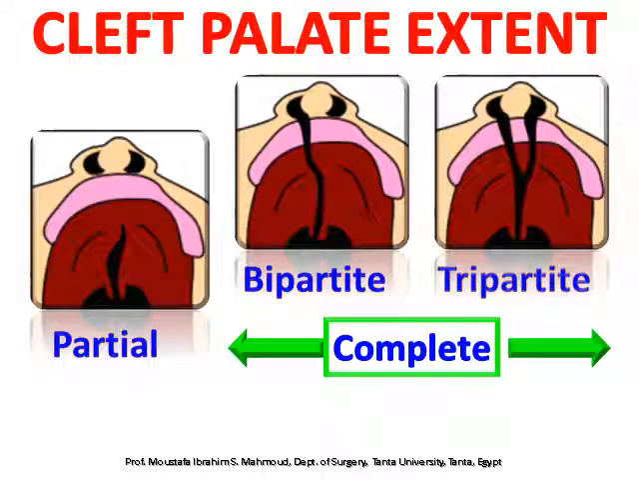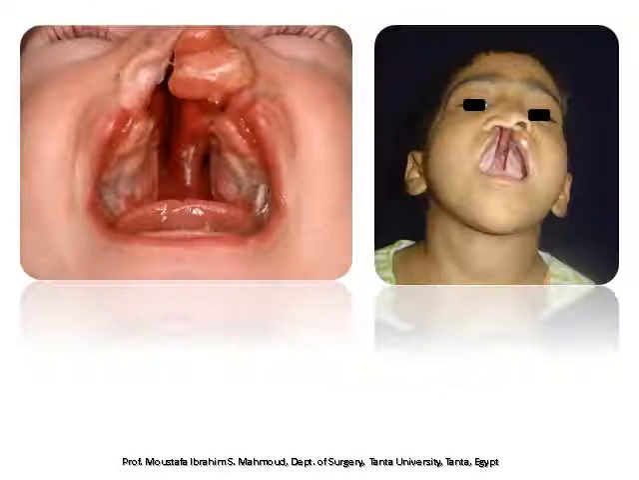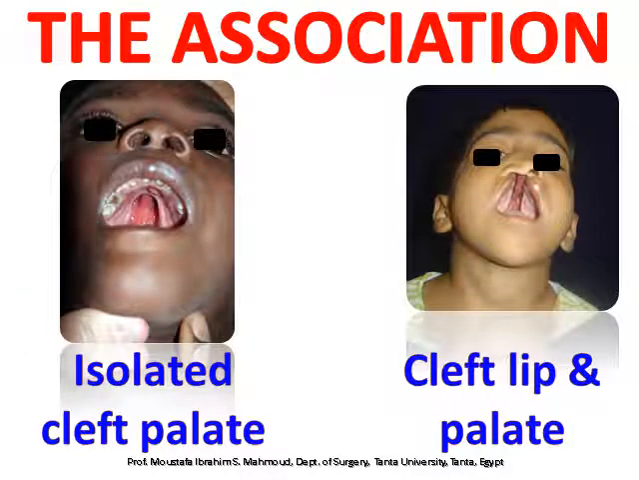Cleft palate extent. It is either partial or complete. The complete may be bipartite, formed of two parts, or tripartite, formed of three parts. Photographs. The association: isolated cleft palate alone, or cleft lip with cleft palate.